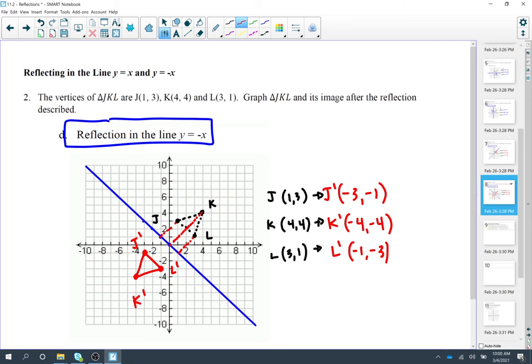Now, very quickly before we end here, let's see what happened. We went from 1, 3 to -3, -1. We went from 4, 4 to -4, -4. We went from 3, 1 to -1, -3. Any thoughts on what happened there? Pause your video for a second and think about it.